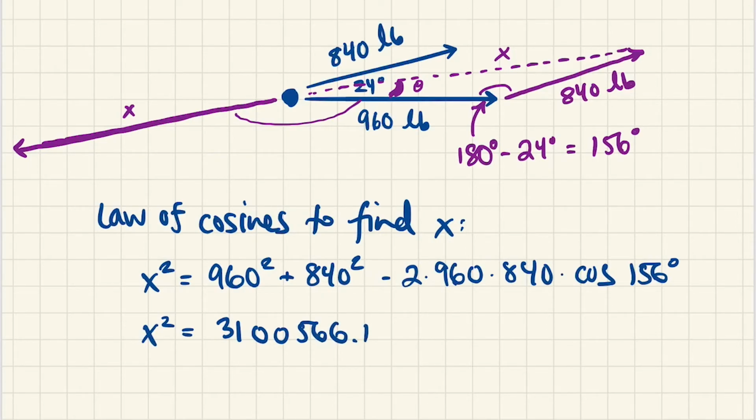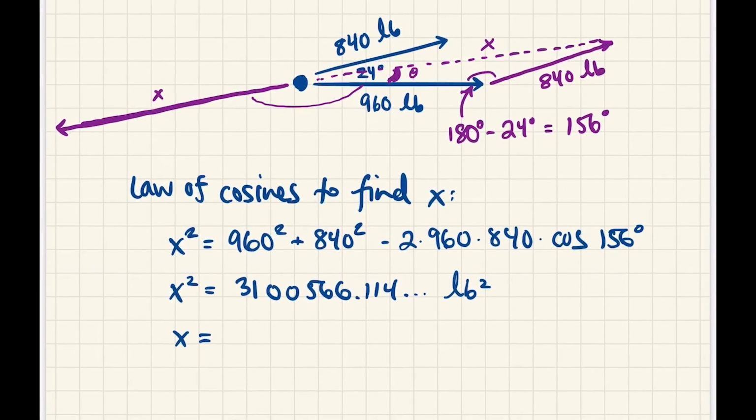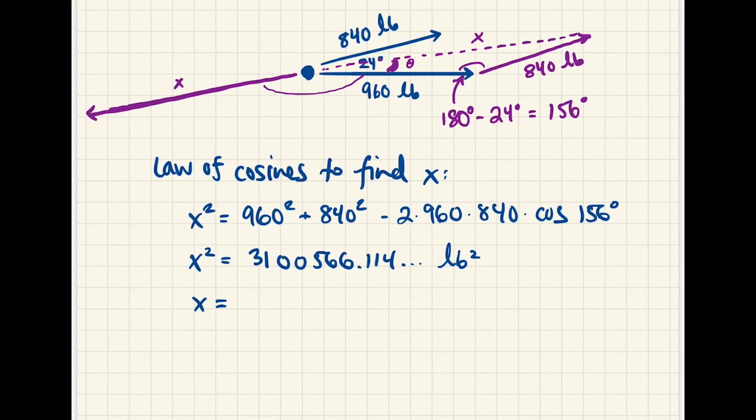So I get that x squared is 3,100,566.114 and so on, and that's square pounds. Of course we'll take the square root of that, and I get that x is 1,760.84 pounds. All right, so that is the magnitude of our resultant, and of course, therefore, that'll be the magnitude of the equilibrant. So now we should find that little theta, which is going to be the supplement of the angle of the equilibrant.